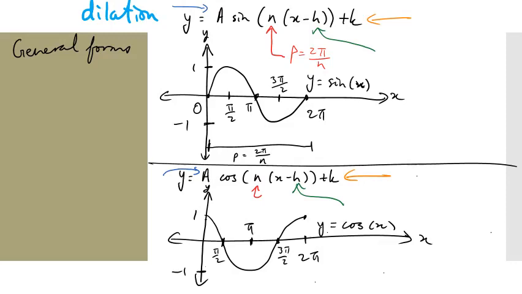Then the green one, you should know what that one is. What's h normally? X, yes, the change in x. So in other words, horizontal translation. And k, y, so vertical translation.